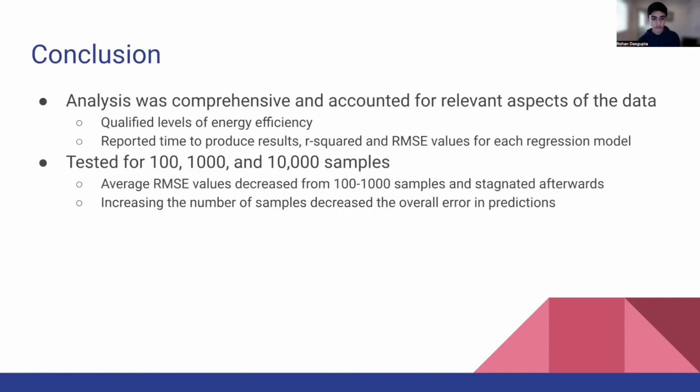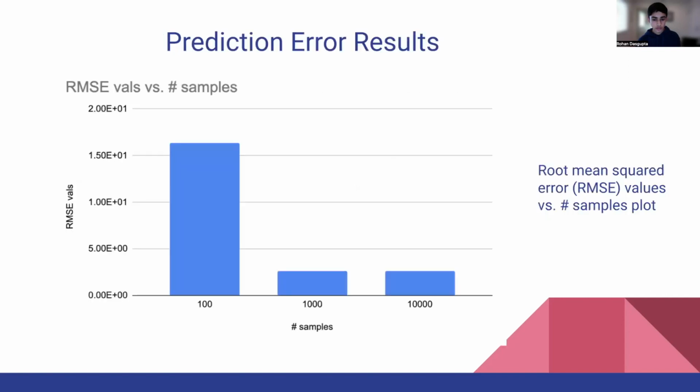So as you can see, the RMSE values decreased from 100 to 1,000 samples, then stagnated afterwards. The overall trend we can see is that increasing the number of samples basically led to a decrease in the prediction error overall.